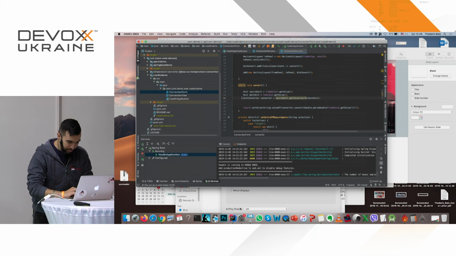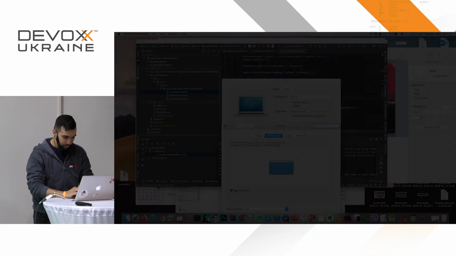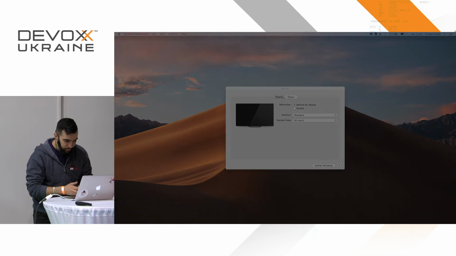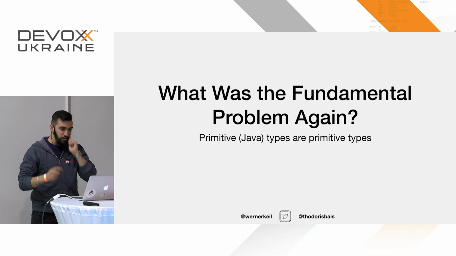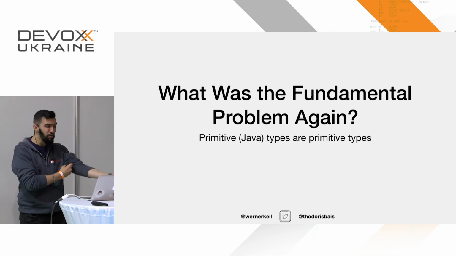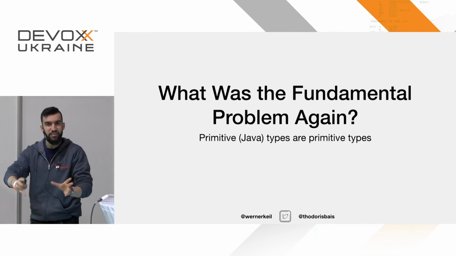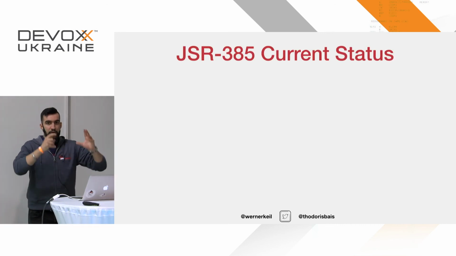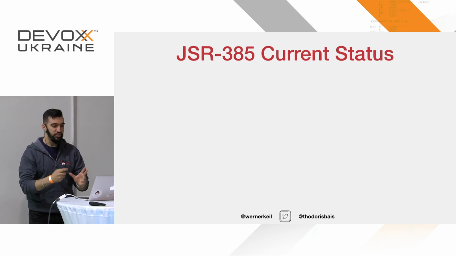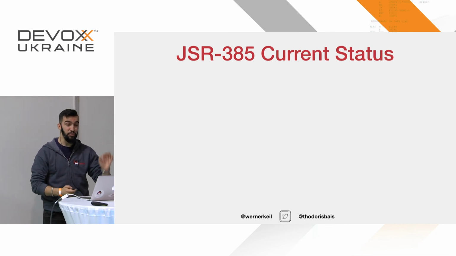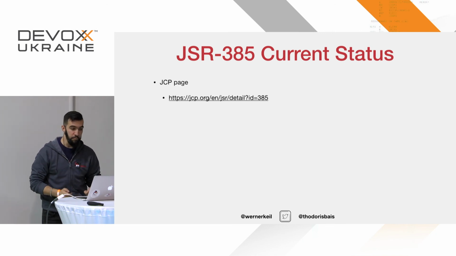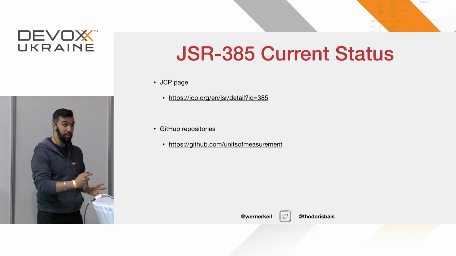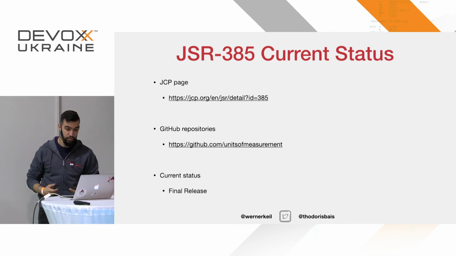So, to wrap it up for today, let me just go back to my presentation, right? So, what do we have? What is left right now? What was the fundamental problem again? Primitive Java types are just primitive types. They're not good enough to represent quantities. A few words about the current status of our JSR. We recently went live. We are now at version 2.0.1. You can read more about it in the JCP page of our JSR and the GitHub repositories.